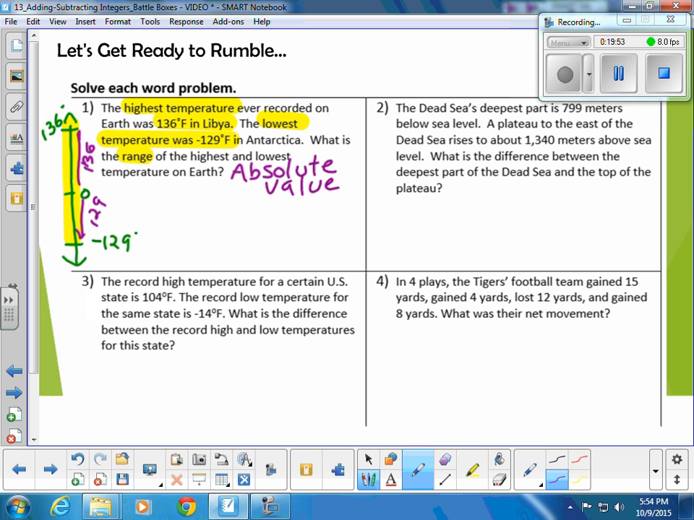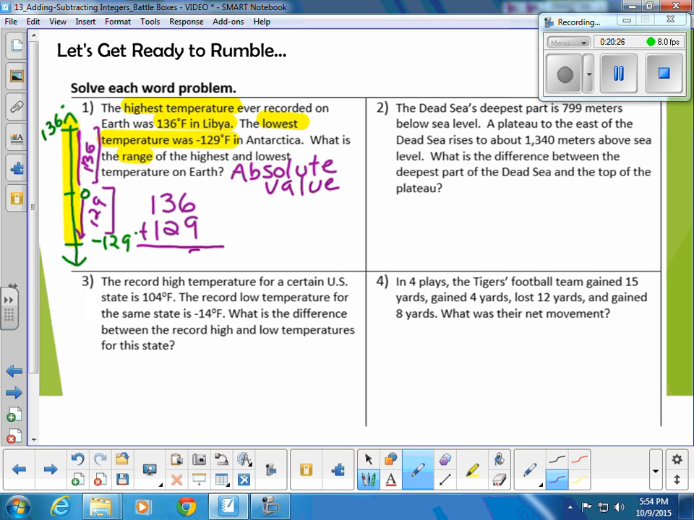So with absolute value, I take this distance, which is 136, and I have to add it to this distance, which is 129, even though it's in the negative, because that's the whole distance that I've traveled. So even though they're on different sides of 0, don't let that confuse you. You're looking at the absolute value. The absolute value of negative 129 is always positive, so it'd be 129, and the absolute value of 136 is also positive as 136. So now all I have to do is add them.